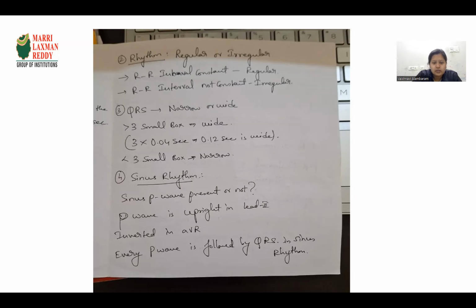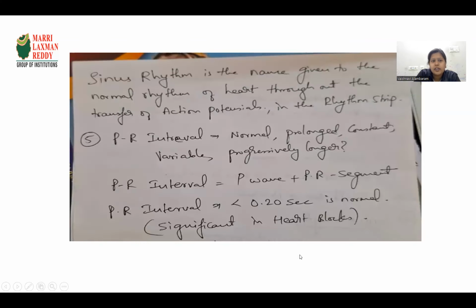Coming to the sinus rhythm. What is a sinus rhythm? It is the rhythmicity of the heart. The P wave should be present, and this P wave should be upright in lead 2, and it should be inverted in augmented vector right. I told you, augmented vector right is opposite. Every P wave is followed by a QRS. So this is the sinus rhythm, that is, rhythmicity is maintained properly. See the definition: sinus rhythm is the name given to the normal rhythm of the heart throughout the transfer of the action potentials in the rhythm strip.